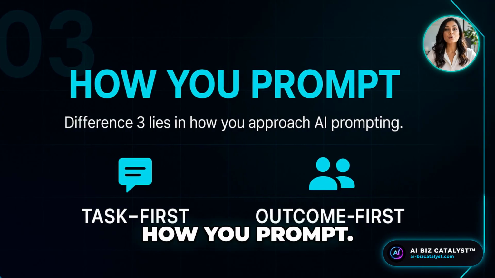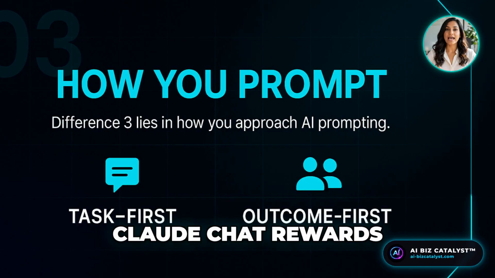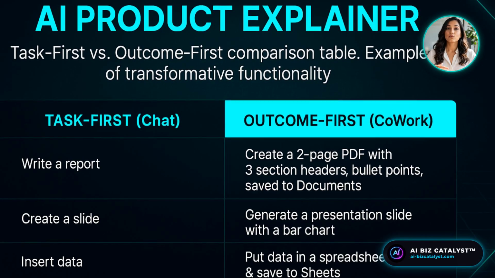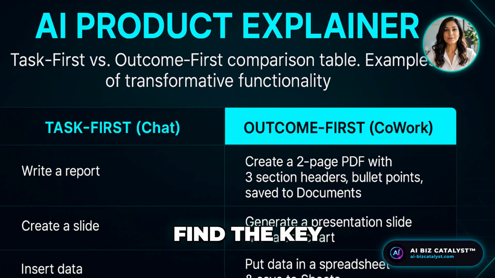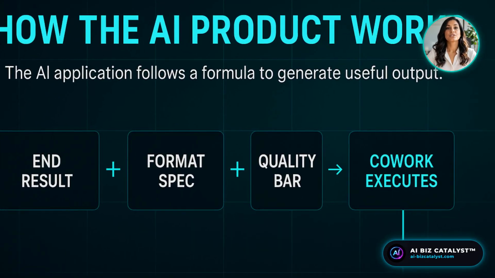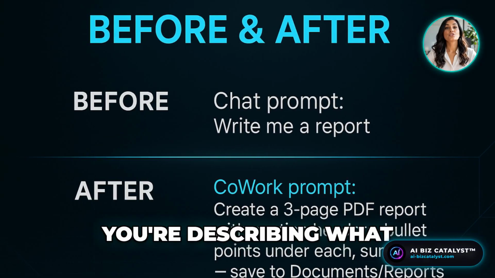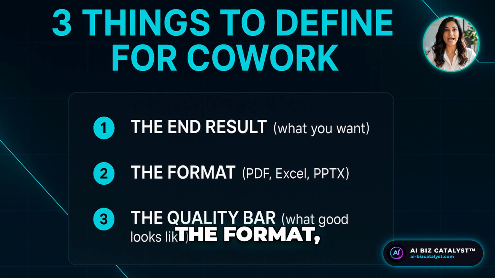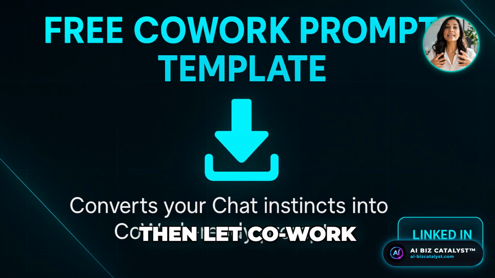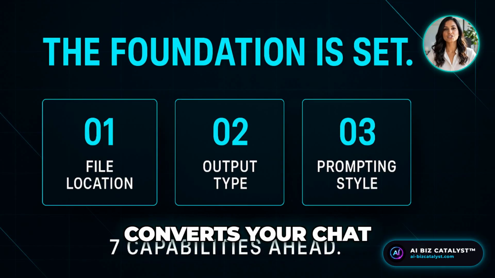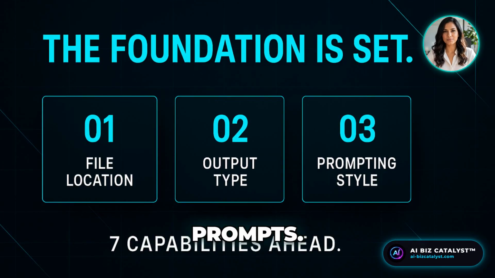Difference 3, how you prompt. Claude Chat rewards task-first language. Summarize this document. Write me a caption. Find the key points. CoWork rewards outcome-first language. You're not describing what to do, you're describing what done looks like. Define the end result, the format, the quality bar. Then let CoWork execute. I've built a prompt template that converts your chat instincts into CoWork-ready prompts.